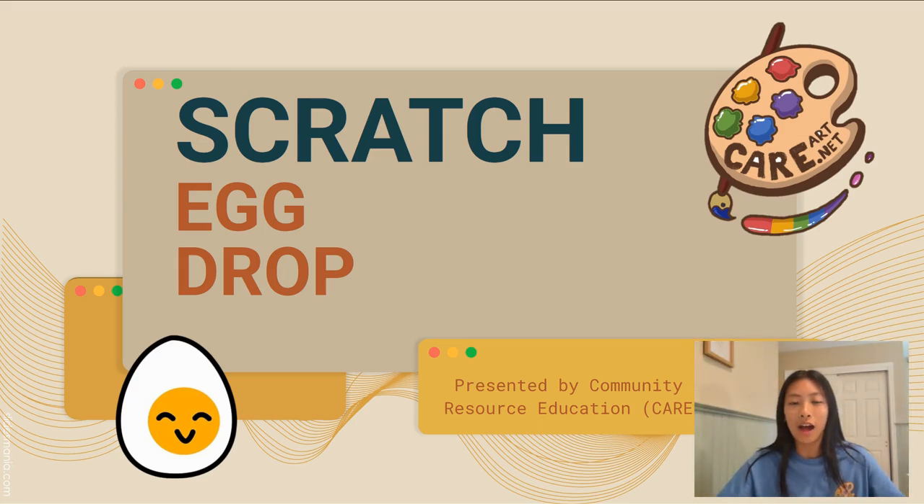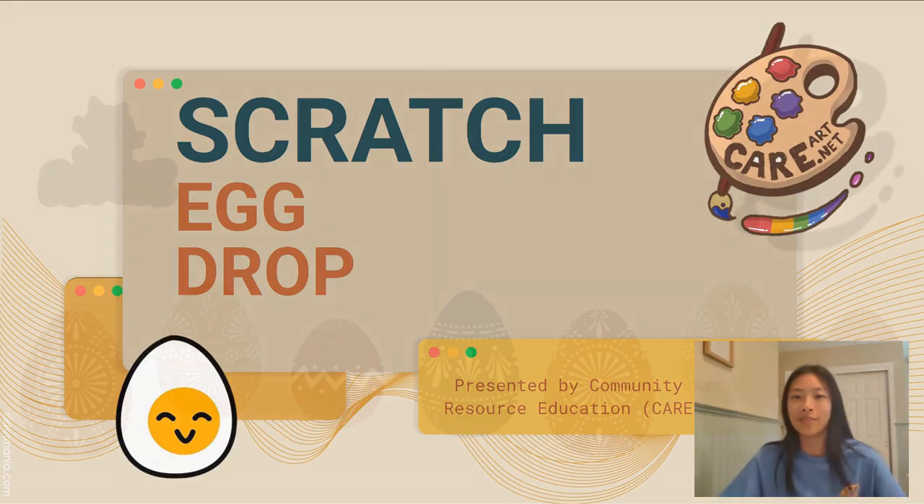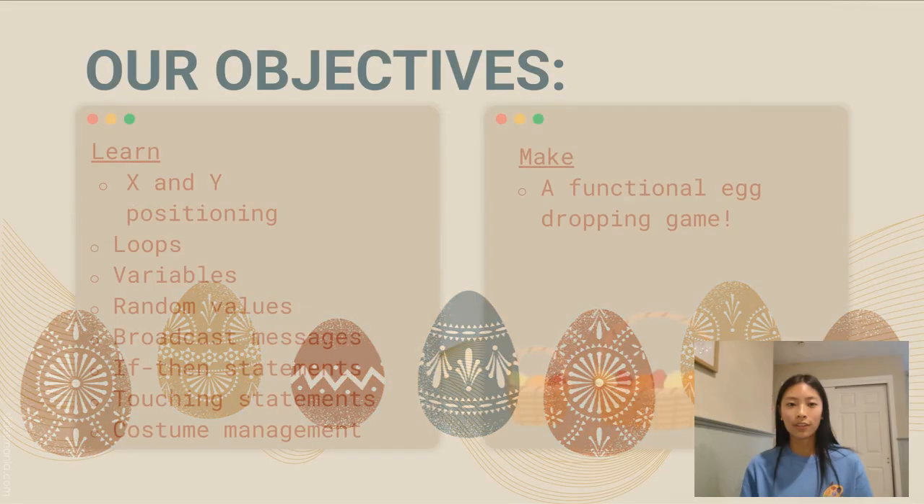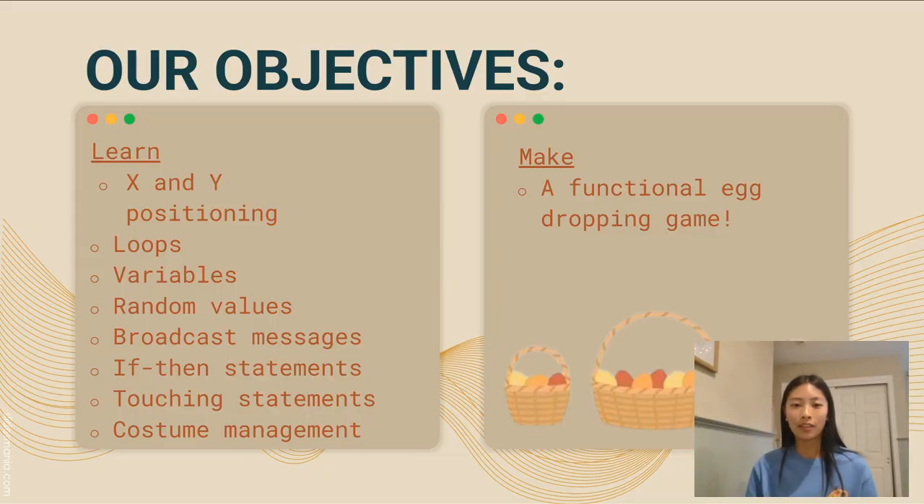In today's video, I'll be teaching you how to code and program your very own egg dropping game in Scratch. Firstly, our objectives. Hopefully by the end of today's video, you guys will be familiar with X and Y positioning, loops, variables, random values, broadcast messages, if-then statements, touching statements, and we will be exploring costume management. And the final project of today's video is a functional egg dropping game.